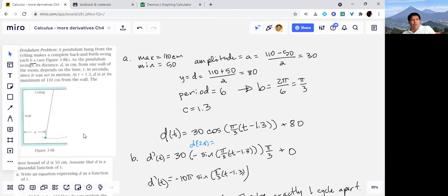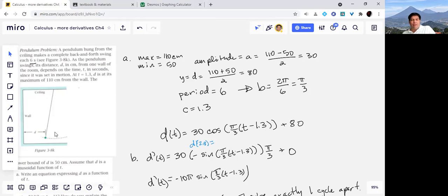Okay, so if it's at 1.3, then it's over here. 3 seconds later, it will be at the minimum. And 3 seconds after that, it will be again at the maximum. Okay, so let's take it back. At 1.3 seconds, it's at a maximum. If I subtract 3 seconds, it'll be at the minimum. At the minimum, 1.3 minus 3 is negative 1.7. Okay, so it didn't start there. It started somewhere over here between the maximum and the minimum.